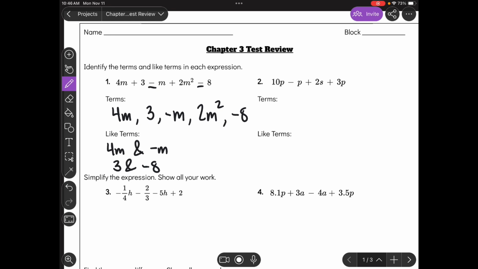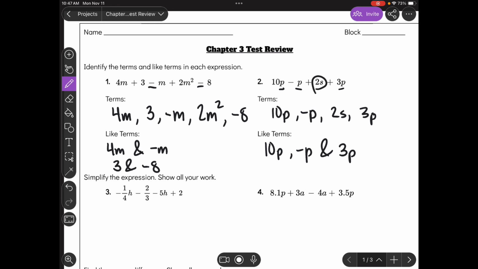For number 2, my terms are going to be 10p, negative p, 2s, and 3p. My like terms, this is a p, p, p. All those are raised to the first power, so all those are like terms. So I'd say 10p, negative p, and 3p are all like terms. This 2s doesn't have anything that is like it, so it's not going to go in my like terms category.